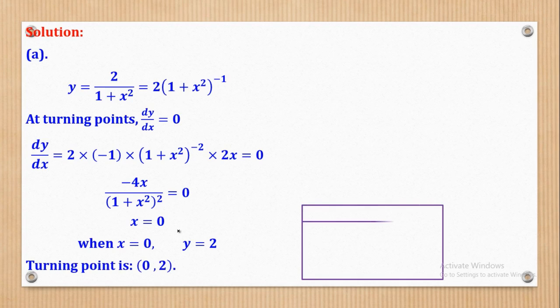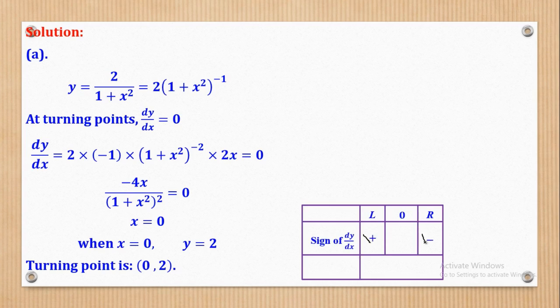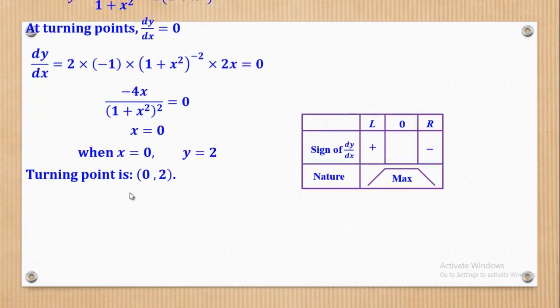You also have to get the nature of the turning point. So put 0 there, left and right, sign change, this will be positive, this will be negative, therefore the nature is maximum.